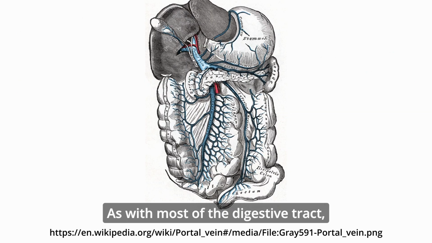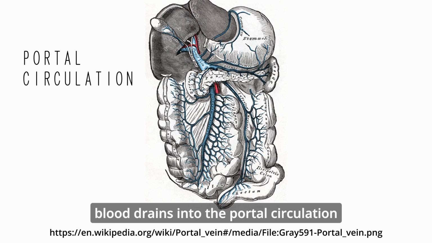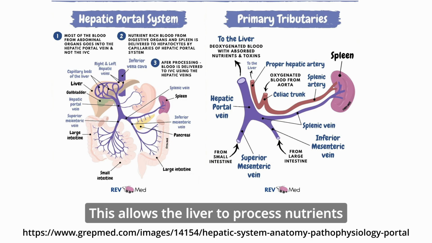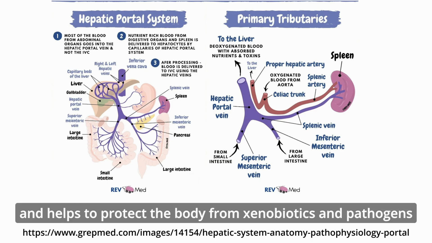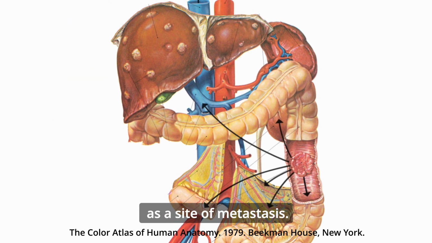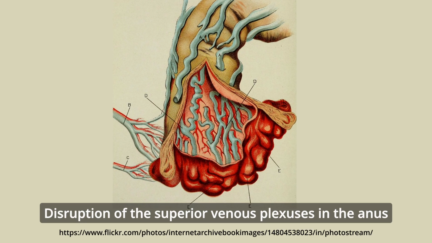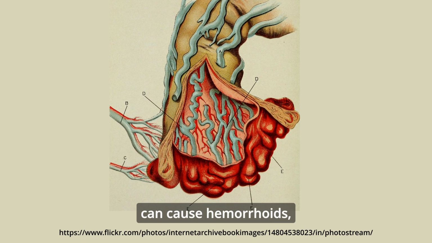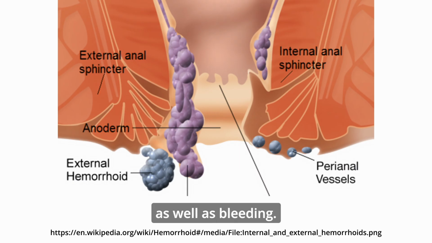As with most of the digestive tract, blood drains into the portal circulation and passes through the liver. This allows the liver to process nutrients and helps to protect the body from xenobiotics and pathogens, but it also leaves the liver vulnerable as a site of metastasis. Disruption of the superior venous plexuses in the anus can cause hemorrhoids, which can cause pain and pruritus as well as bleeding.